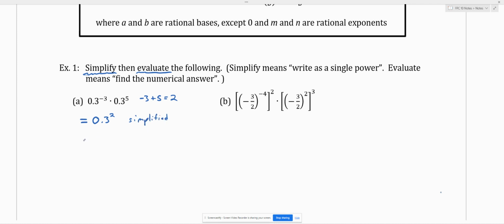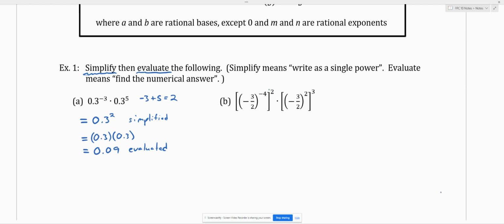Okay, that's the simplified step. And now we're just going to evaluate that. So 0.3 multiplied by 0.3. And because we have two decimals, it's going to move the decimal place over twice to get 0.09. And that's what we call evaluated. So notice we simplified first, then evaluated.